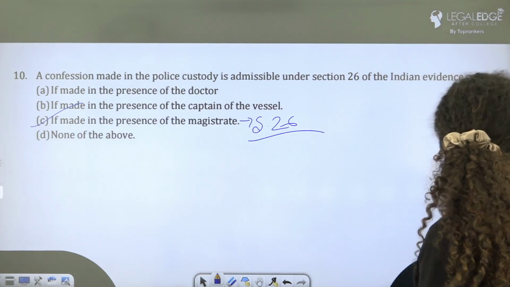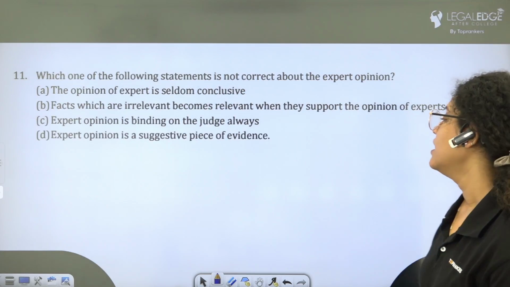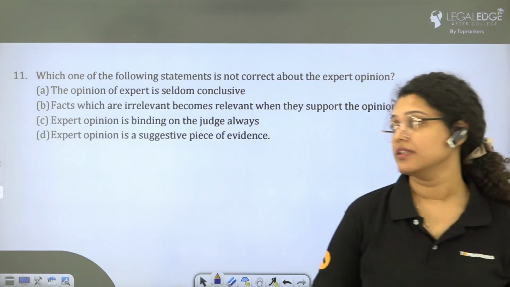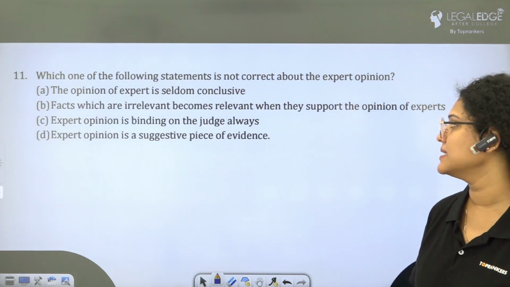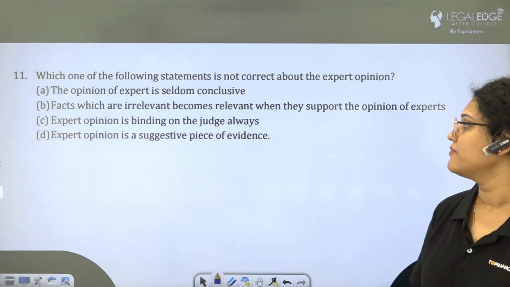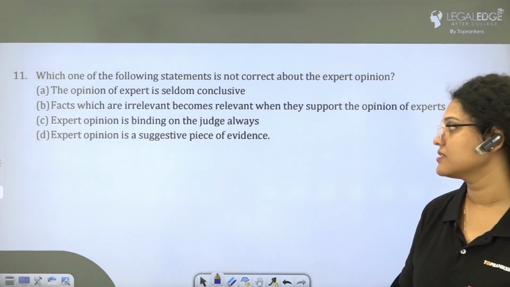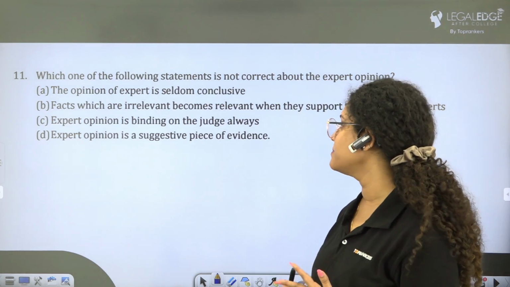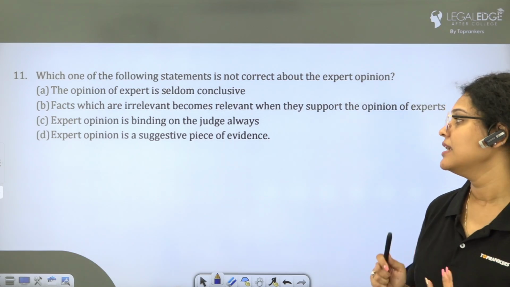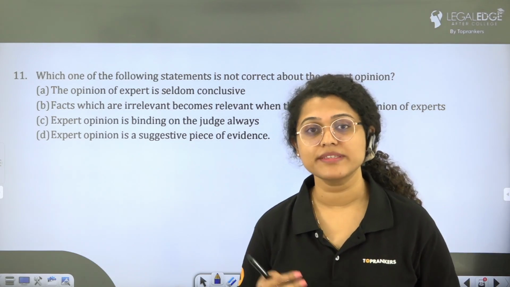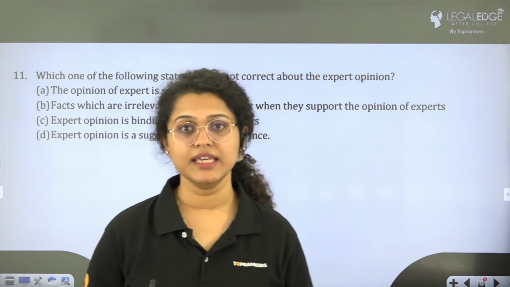Okay, let's go. Which one of the following is not correct about expert opinion? A, the opinion of an expert is seldom conclusive. B, facts which are irrelevant become relevant when they support the opinion of the expert. C, expert opinion is binding on the judge always. D, expert opinion is a suggestive piece of evidence. So which of these is not correct?